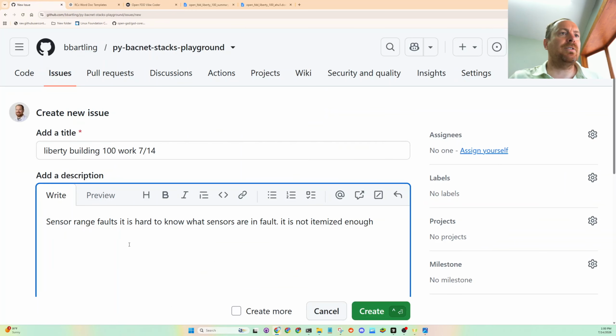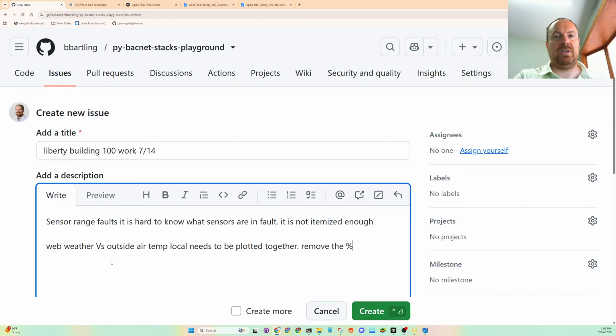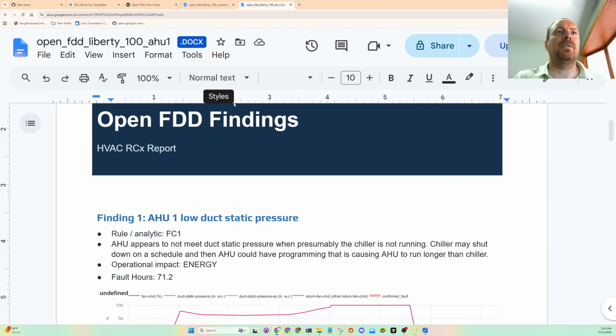Okay, so let's write this down too. Web weather versus outside air temp local needs to be plotted together with the percentage column. We should only be plotting two lines of local versus web, and the Boolean needs to get cleaned up. Okay, so where were we?